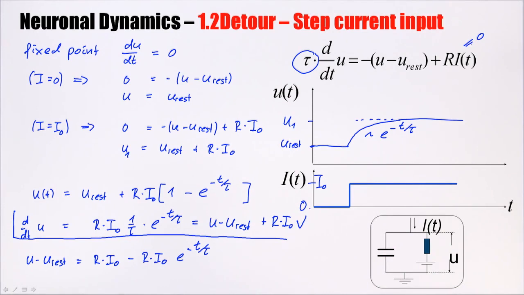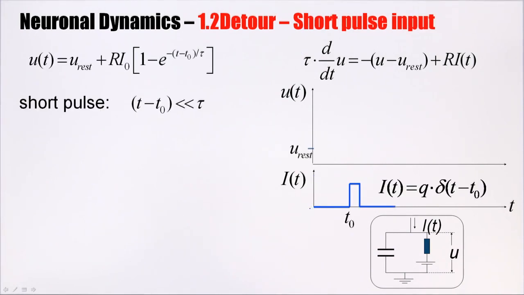Therefore, I am okay. So what we have found is that the solution to a step current input is the resting potential plus a change, and the change is not step-like, but the new value is approached exponentially. So the solution for the step current indeed looks like this.